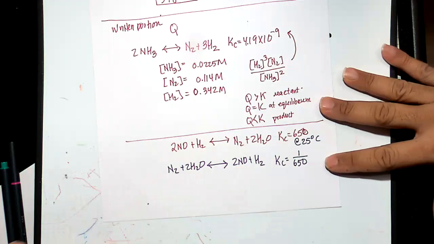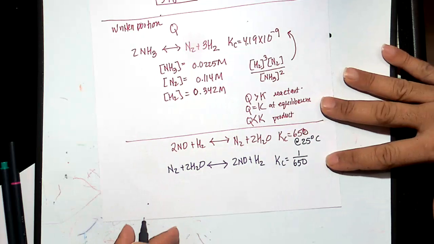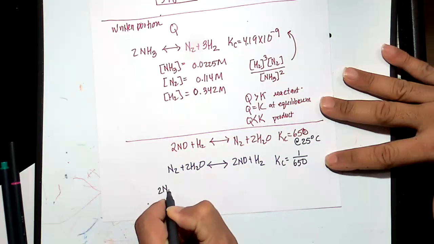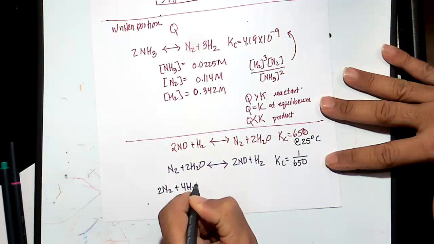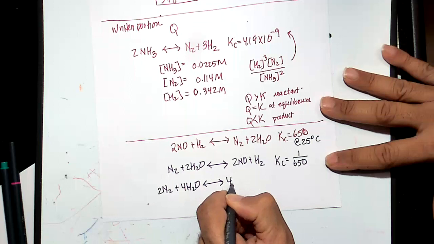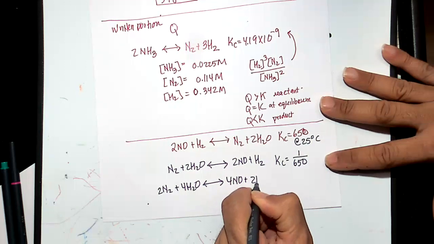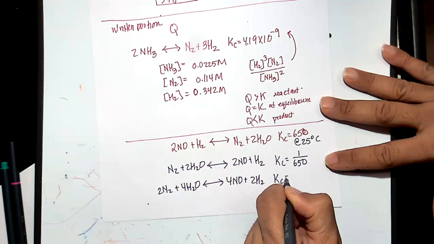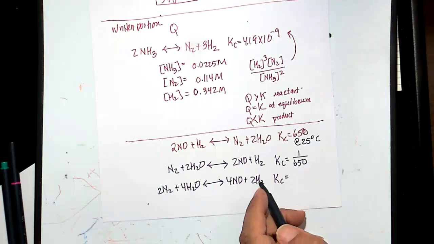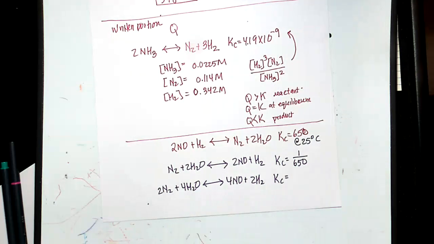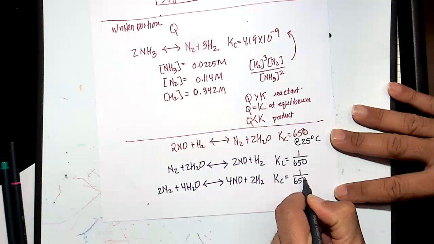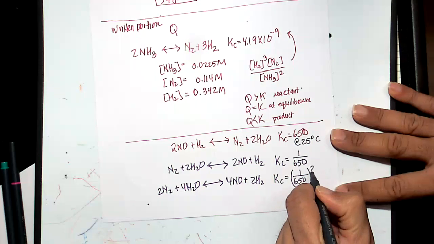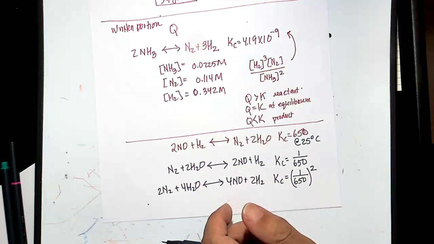What happens if I want to take this reaction and multiply it by 2? Okay, so multiply 2 throughout this equation: 2N2 plus 4H2O goes to 4NO plus 2H2. What is my new equilibrium constant? I multiplied everything out by 2, so what will be my new Kc? My new Kc for this reaction will be squared.